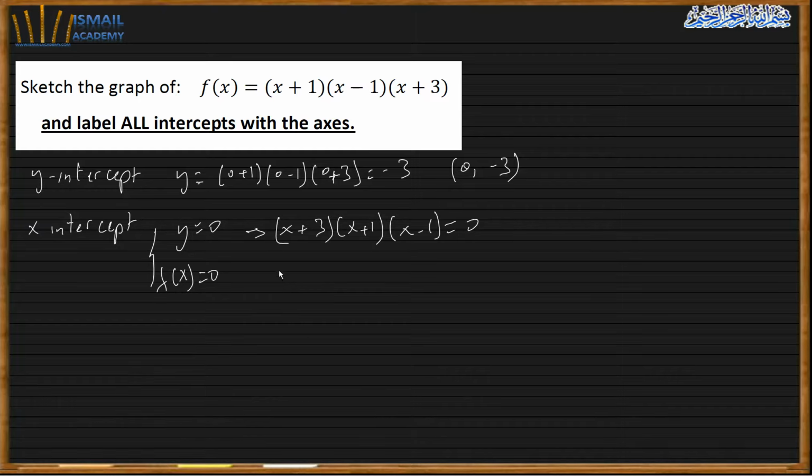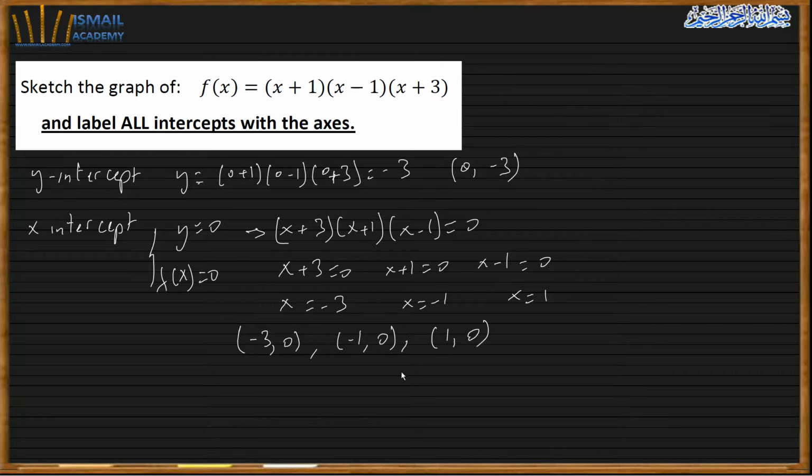So don't get confused. So here I got x + 3 = 0, x + 1 = 0, x - 1 = 0. And solve: x equals minus 3, x equals minus 1, and x equals 1. So those are the x-intercepts. So the points are minus 3, 0, minus 1, 0, and 1, 0. Keep in mind that the intercepts are points, they're not values. Okay? So you have to write it down in point notation, x and y coordinate.